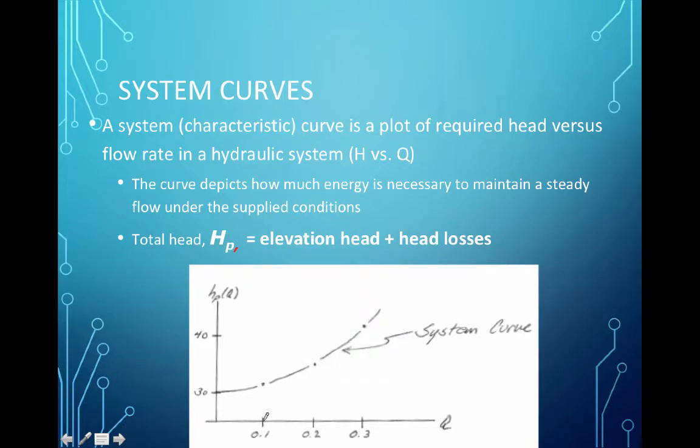At a discharge value of 0.1, for whatever this system is to operate, we need 30 plus units of added head. If we double the flow rate, the required added head goes to 35. If we triple it, we're up over 40. And so the plot of all these together, and they generally curve upward as discharge increases, is called the system curve.